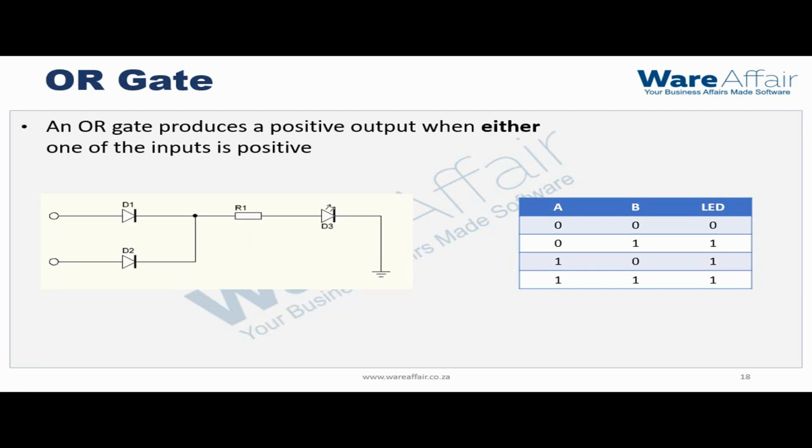Next, we have an OR gate. An OR gate produces a positive output when either one of the inputs are positive. When both inputs are 0, the LED will be off. When one of the inputs is 1, the LED will be on. And when both inputs are 1, the LED will also be on.